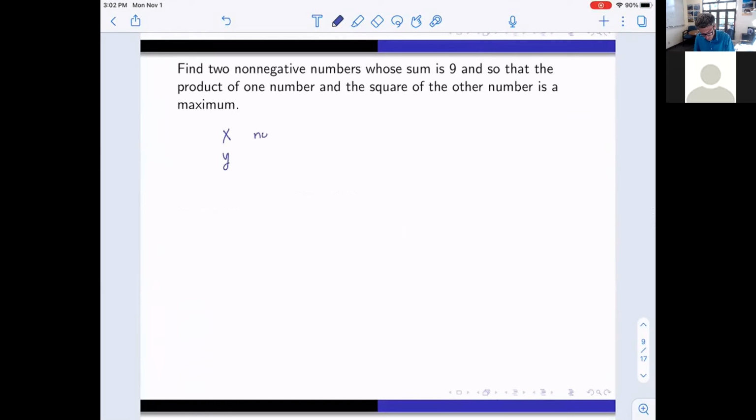And these are supposed to be non-negative numbers. And so non-negative means that x and y are both going to be greater than or equal to 0. Okay? So it's not quite the same as positive. It just means they can't be negative, so they could be 0 and bigger. And what we know about them, let's see what we use. So we know their sum is 9. So we're given x and y are greater than or equal to 0, and we know that x plus y equals 9.